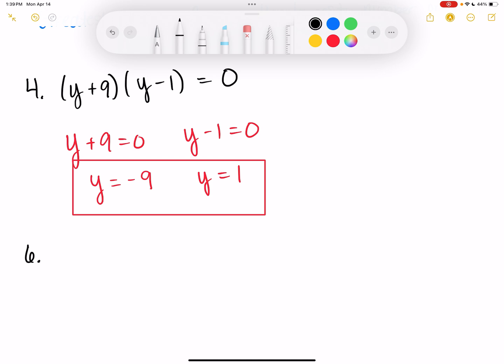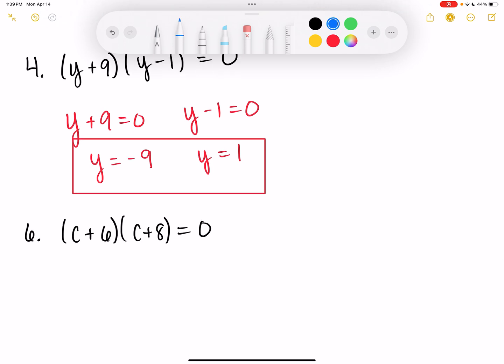So number 6, c plus 6 times c plus 8 equals 0. We take each piece and set it equal to 0. And I'm going to say from now until the rest of your math career, you are going to hear that. I literally was just doing this with them in calculus 30 minutes ago. They were given something and they had to set each piece equal to 0. Even as far as physics and other sciences, you'll have stuff like this too. We're going to have something and we're going to set each piece equal to 0 and solve.